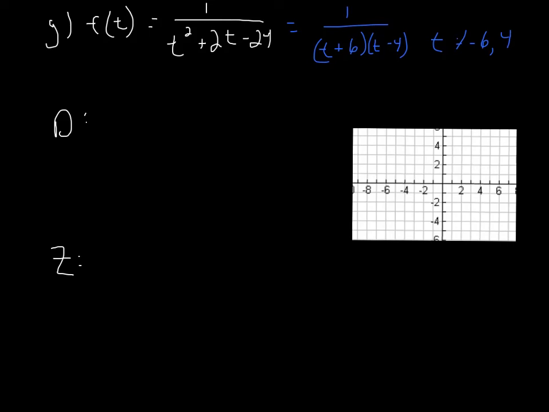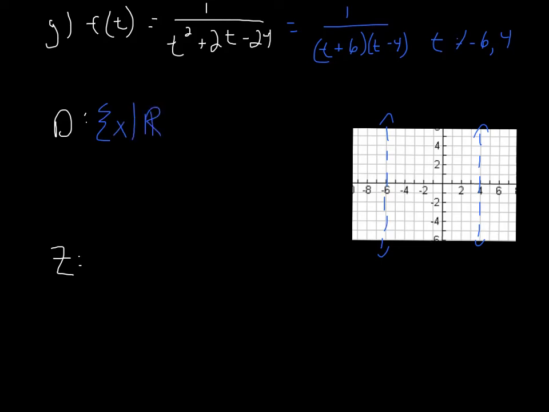So go to 4 and draw the dotted line. Those are the points of discontinuity. Go to -6 and do the same. Asymptotes. Can't cross those. Our domain then, okay, x can be anything.